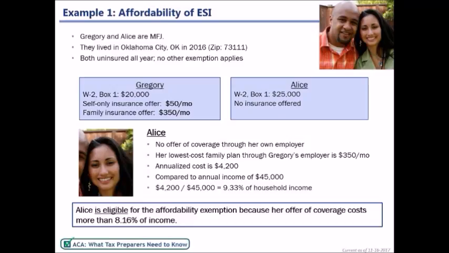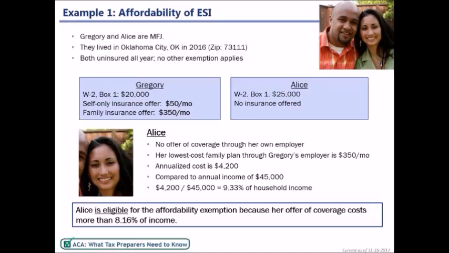She has an offer through Gregory's employer for coverage at $350 a month. Now, we just keep the $350 a month. Yes, that would include Gregory, but we're not subtracting out Gregory's $50 cost or anything like that. We just use the flat cost that they offer family coverage for. So we're using $350 per month. Multiply that by 12, it's $4,200. We're comparing the $4,200 to their annual income, and we find that it is 9.33% of household income. So Alice is going to be eligible for the affordability exemption because her offer of coverage is greater than 8.16% of income.